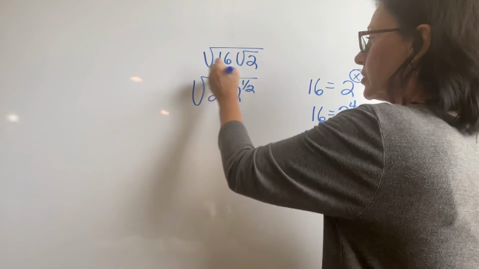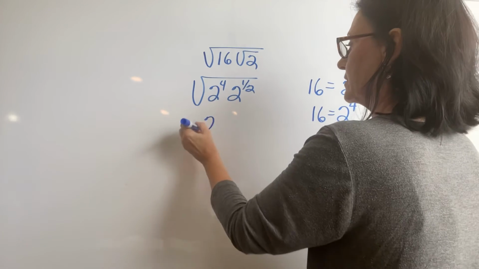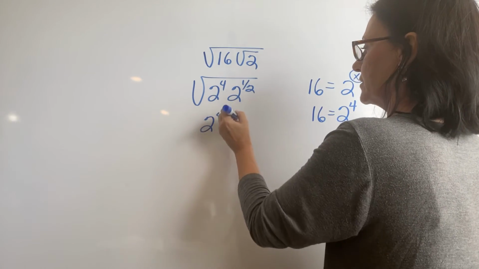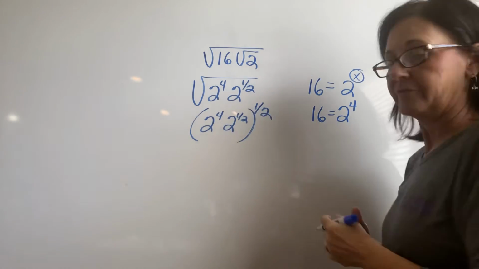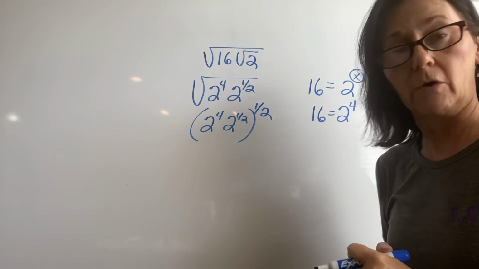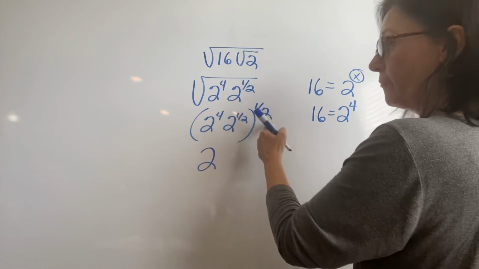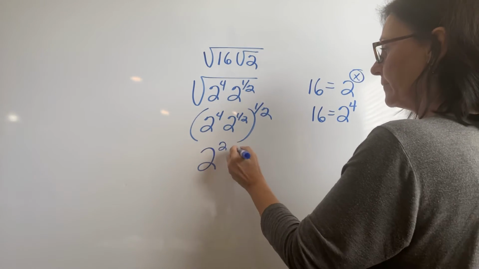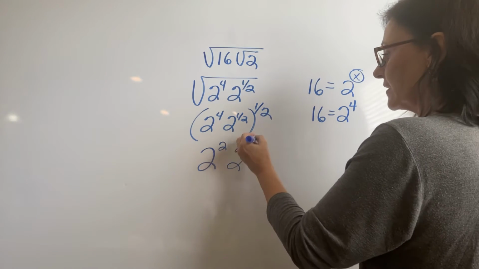All right, this whole term under the radical is raised to the 1/2. So it's 2 to the 4th times 2 to the 1/2, all raised to the 1/2. A power raised to a power, we multiply. The first term is 2 to the 4/2, which is just 2 squared. The second term is 2 to the 1/2. We multiply 1/2 times 1/2. That's 1/4.